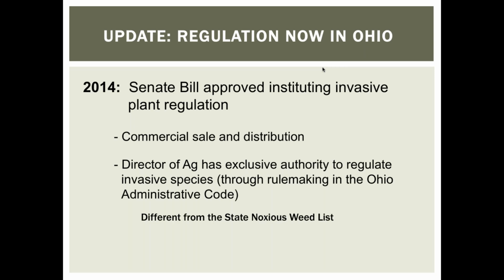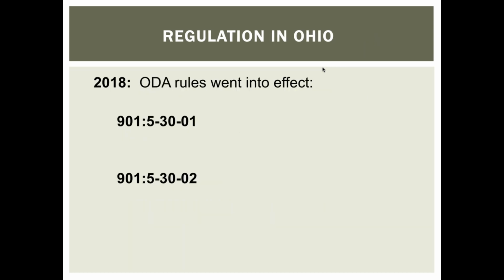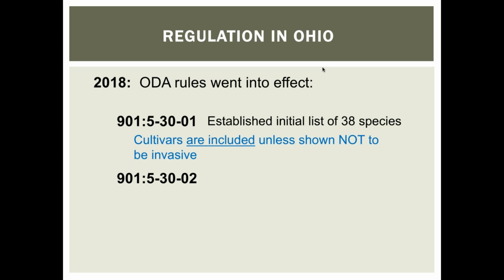This is different from the state noxious weed list. We still do have that, and it's important to distinguish, as we have the 2. But in 2018, those rules went into effect. Essentially, there are 2 rules. The first one established an initial list of 38 species. And again, cultivars are included here unless they're shown not to be invasive.